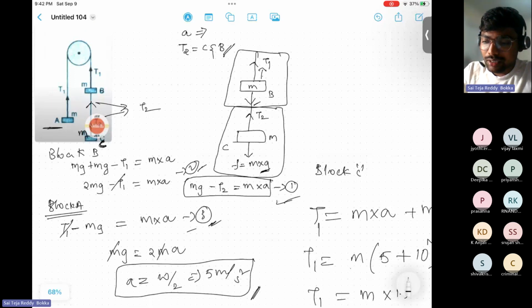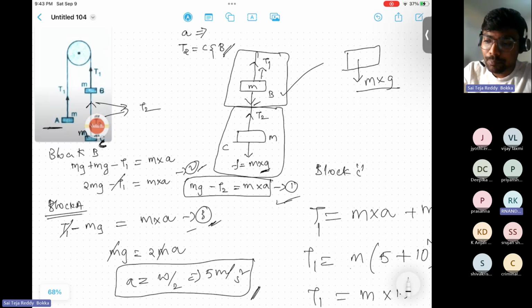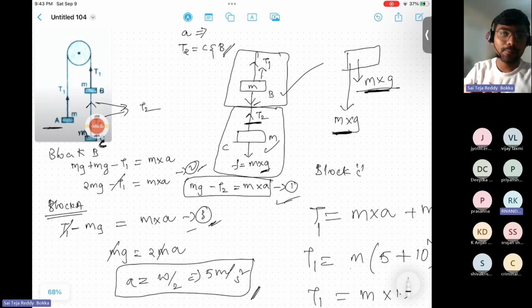Everyone makes a wrong consideration at block B. For block B, we have two masses. It has its own mass m, which causes a force m into g. And there is also another force given by T2, which is pulling down. Where does T2 come from? By block C, that will be acting on the same block in the same direction, m into g. So now you have two forces, m into g and m into g, acting in the same direction. Then both will be added. And opposite to this direction, there is a force T1, acting in the string.